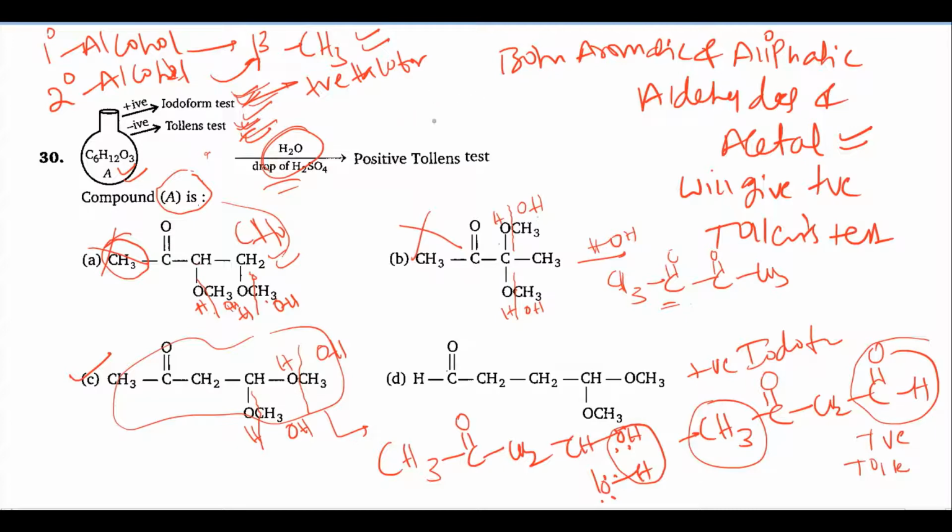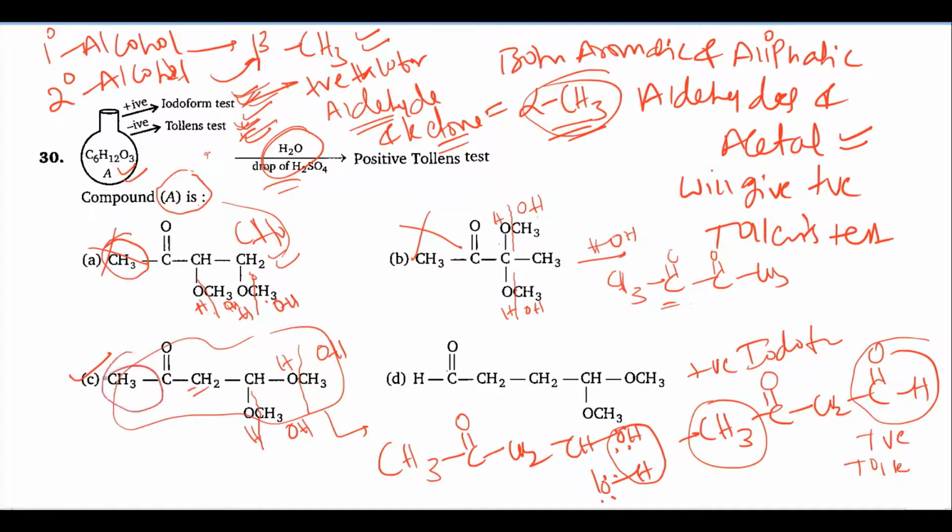For aldehydes and ketones, whenever you take it as aldehyde or ketone, it should have alpha CH3. Understand? So for aldehyde and ketone, it should have alpha CH3. So this is a ketone. There is an alpha CH3. So that's why it is giving a positive iodoform test.